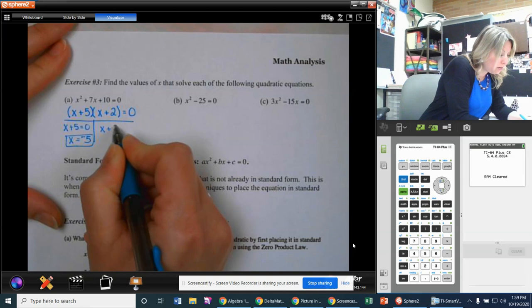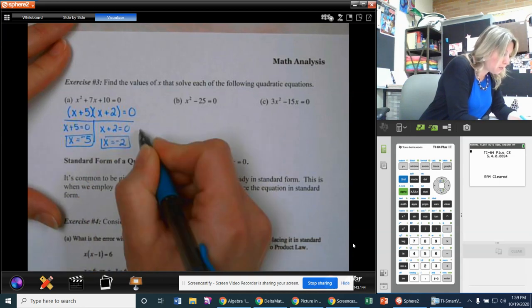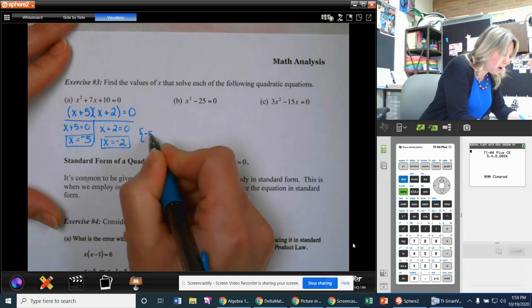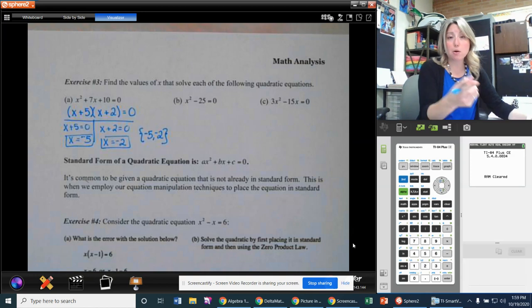And over here, x equals negative 2. So let me put that in my French curly braces, negative 5, comma, negative 2. There you go. How about in the middle?